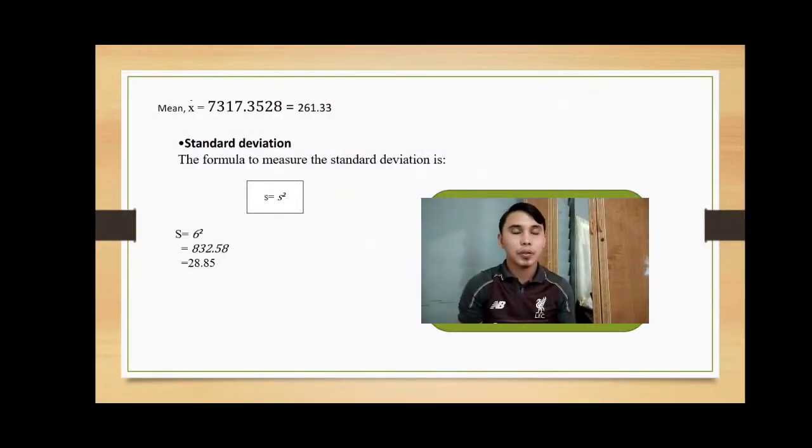The third formula is standard deviation. The standard deviation is a measure of how spread out the numbers are. So therefore the sample variance is about 7017.35, and the sample calculation of standard deviation is about 28.85.